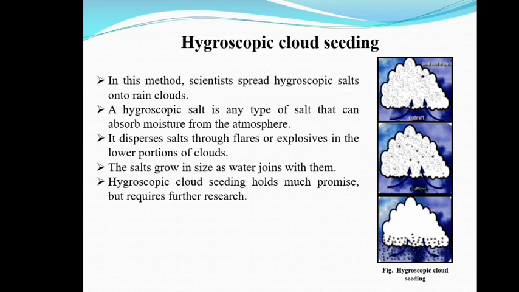The second type of cloud seeding is hygroscopic cloud seeding. In this method, scientists spread hygroscopic salt onto the rain clouds. A hygroscopic salt is any type of salt that can absorb moisture from the atmosphere. It disperses salt through flares or explosives in the lower portion of the clouds. The salts grow in size as water joins with them. Hygroscopic cloud seeding holds much promise but requires further research.